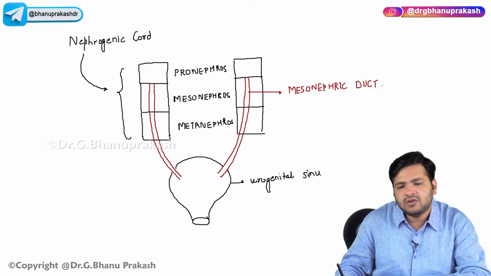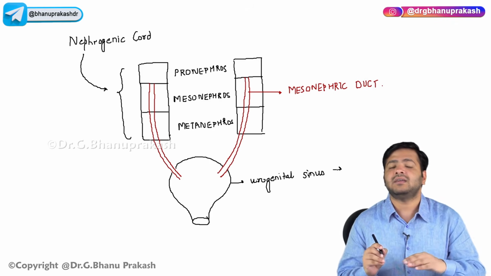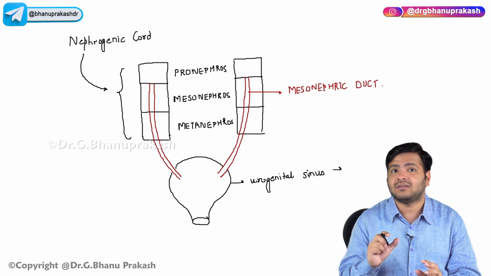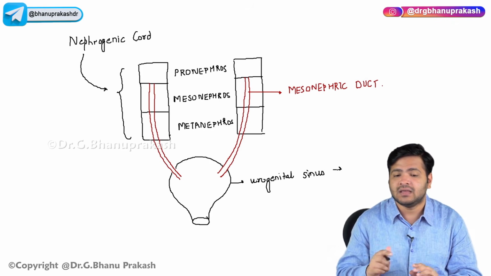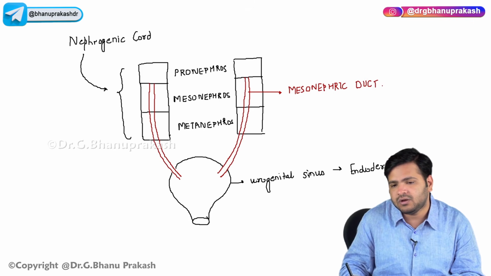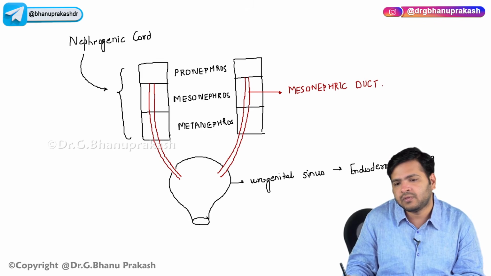it is endodermal in origin, right? It is not mesodermal in origin. It is like a part of the hind gut tube, yolk sac endoderm, right? So urogenital sinus is something which is endodermal in origin. Again, very, very important. You have to remember it is endodermal in origin.